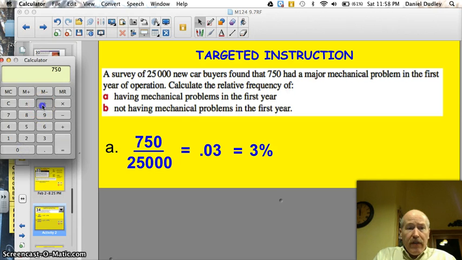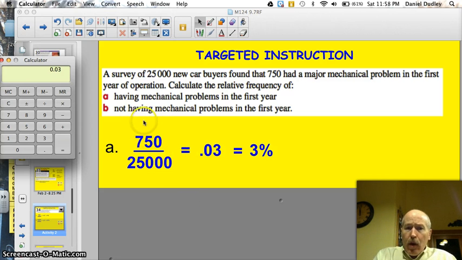750 divided by 25,000. I get 0.03. There's my relative frequency. Or if I want to express it as a percent, move that decimal 2 spots to the right, I get 3%. All right? Multiplying by 100.